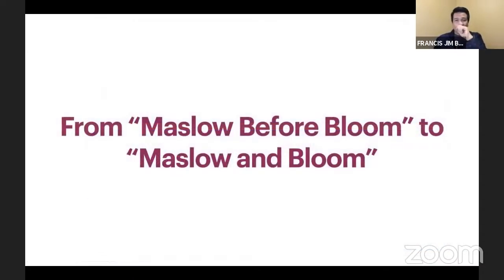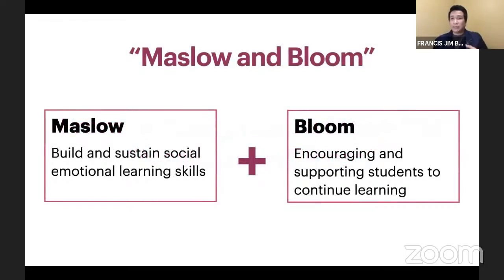So right now, we're doing Maslow before Bloom. We're ensuring that they are okay. So once they are okay and they are ready, we now proceed to Maslow and Bloom. What does that mean? It means that we build and sustain social emotional learning skills, a sense of safety and security in the students, while making sure that the Bloom part, the learning part, is also sustained in our students. So how do we do that? We need to encourage and support students to continue learning.